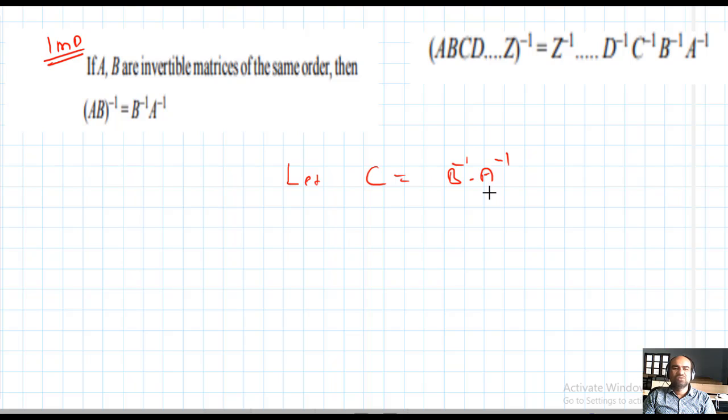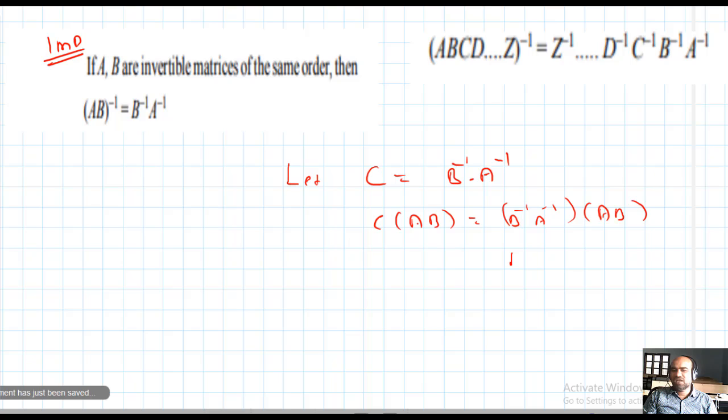What should I do? Now I want to multiply C into AB. Observe how I am writing. So B inverse into A inverse into AB. Already you know that matrix multiplication satisfies the associative property. That's why I can write this as B inverse of A inverse into AB, or in other words, B inverse of A inverse into A into B.